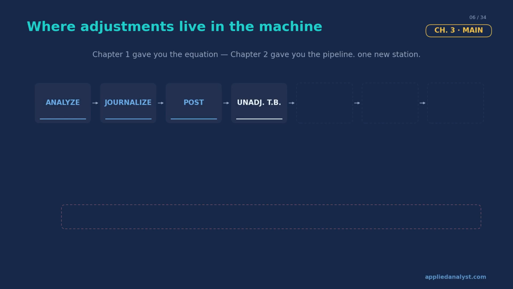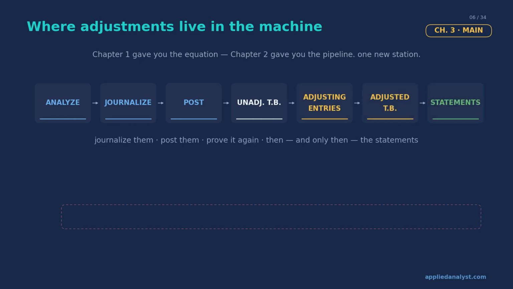So, where does this fit in the machine you already run? Chapter 1 gave you the equation. Chapter 2 gave you the pipeline. Analyze, journalize, post, unadjusted trial balance. Now comes the new station, adjusting entries. Journalize them, post them, and out comes the adjusted trial balance. And from that, the financial statements.